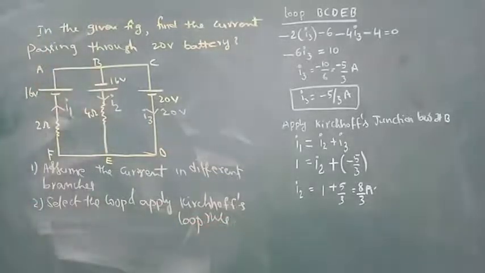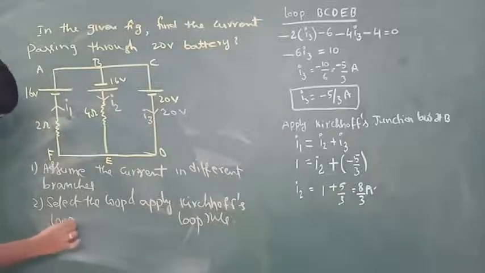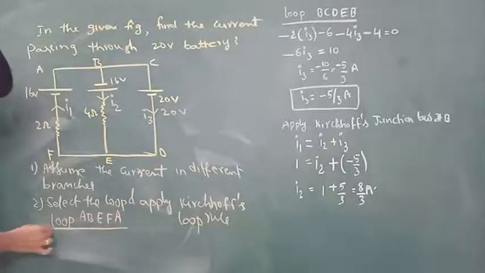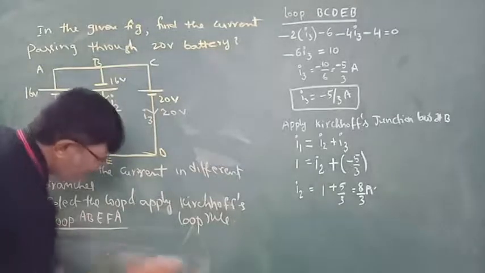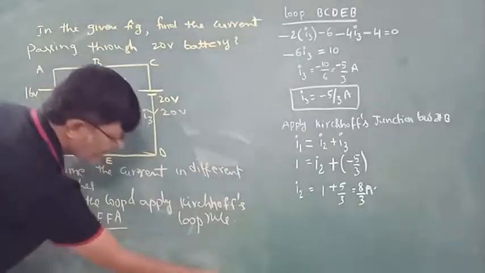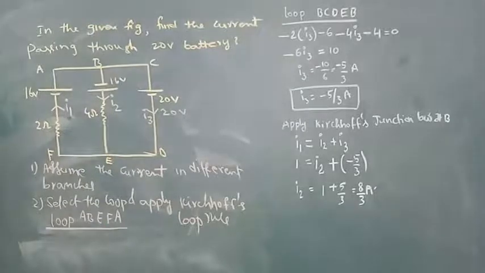Select the loop and apply Kirchhoff's loop rule. So, loop AB, EFA. Now, in between A and B there is no cell, there is no resistor.